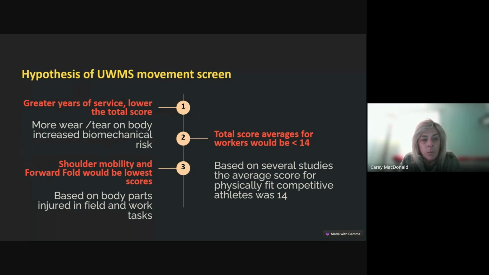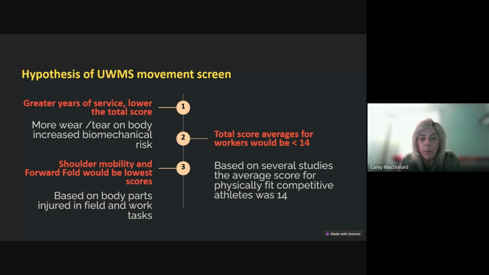Some of our hypotheses going into creating the movement screen: we had 3 main hypotheses. The first one was that the greater someone's years of service in the industry, the lower their total score would be. Basically, like I mentioned earlier, more wear and tear on the body, increased biomechanical risk, and probably more unhealthy habits as we age, lack of sleep, more responsibility, more stress. So we figured that would be a correlation.